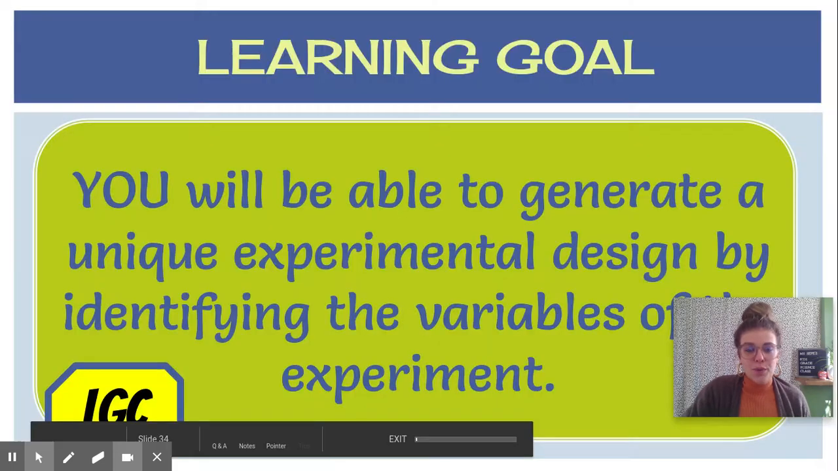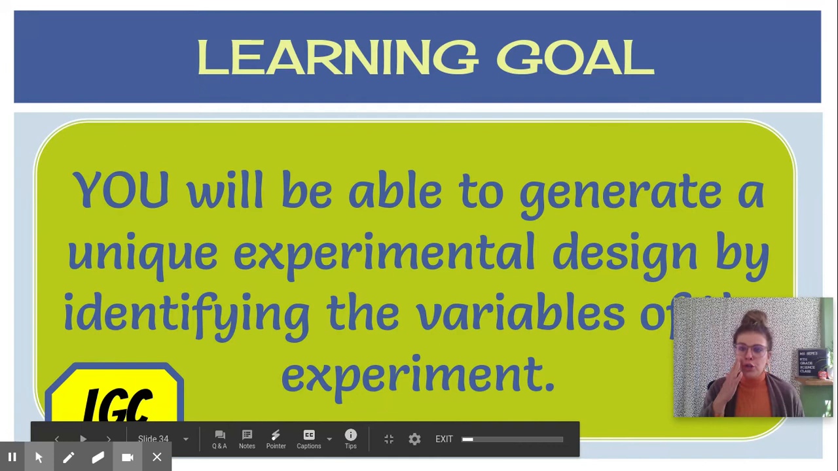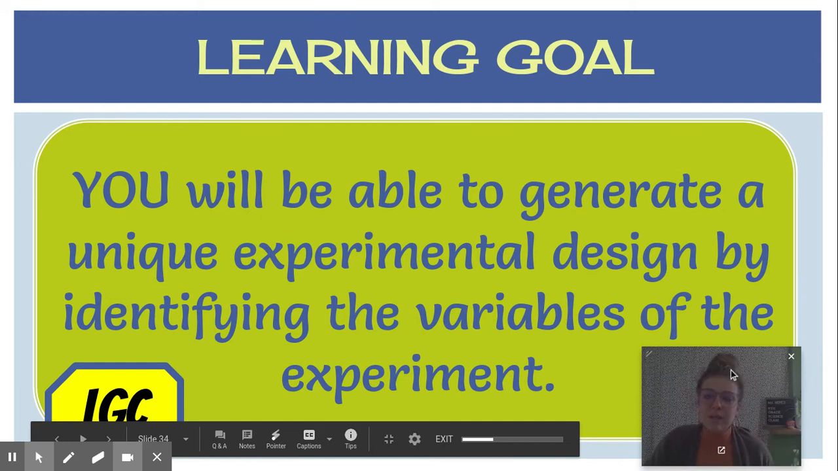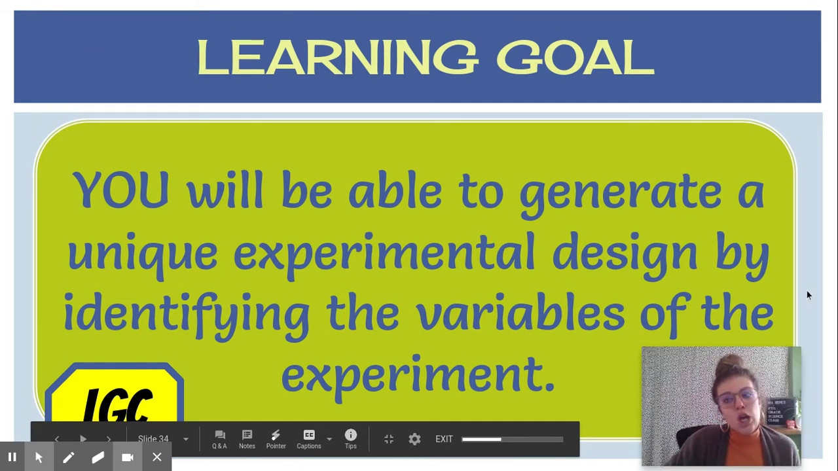All right, you guys, we are going to go ahead and go over our notes for Learning Goal C. This learning goal states you will be able to generate a unique experimental design by identifying the variables of the experiment. So now in the scientific method, we know we've identified the problem, we have done our research and observations, created a testable question, and come up with a hypothesis.